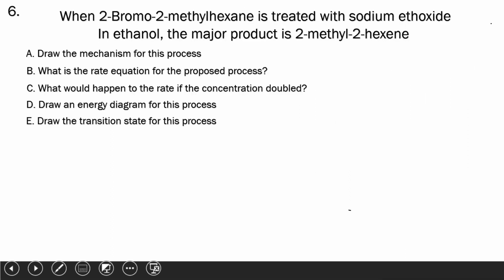Okay, question 6. When 2-bromo-2-methylhexane is treated with sodium ethoxide and ethanol, the major product is 2-methylhexene. Draw a mechanism for this process. Okay.